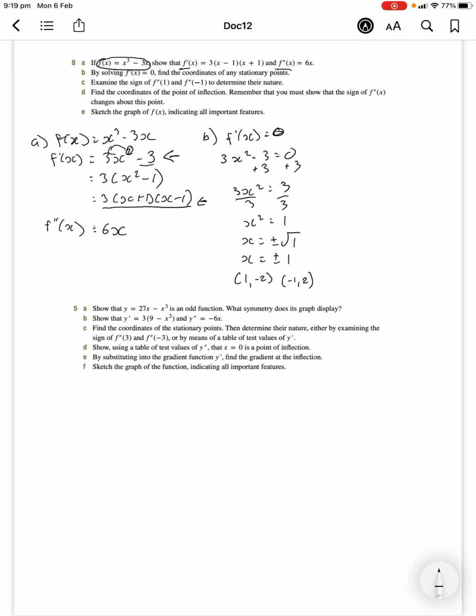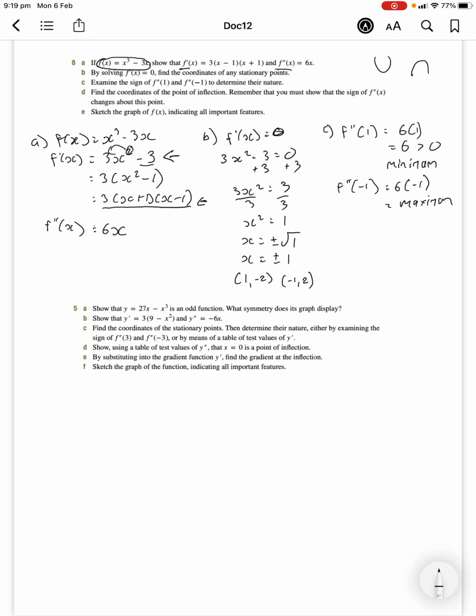Now what we're going to look at is determining their nature. So using the second derivative to determine their nature means asking, is it a maximum or a minimum? By substituting into the second derivative, if I put 1 in the second derivative, I'm going to get 6 times 1, which is 6, which is greater than 0, which is a minimum. If the second derivative, when we substitute in our x value, is greater than 0, it's a minimum. And if it's less than 0, like we see here, when we substitute in our other x coordinate, it's a maximum. Remember that a minimum is concave up, U-shape, and a maximum is concave down, N-shape.